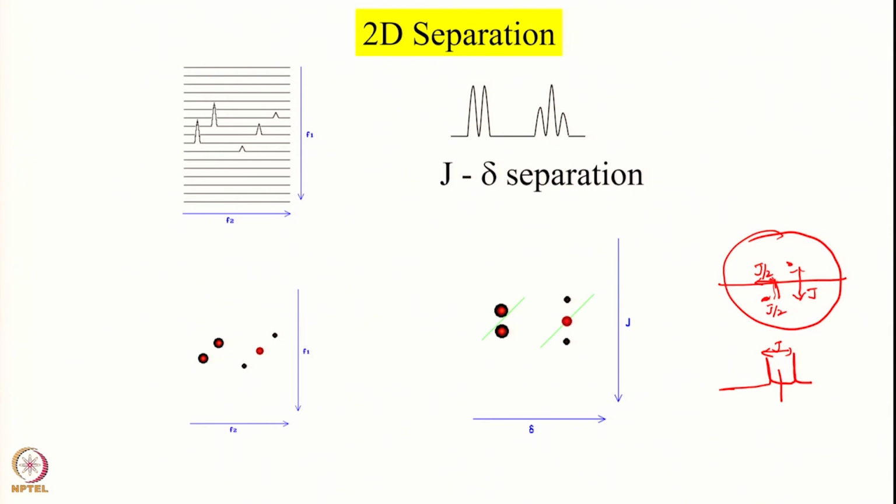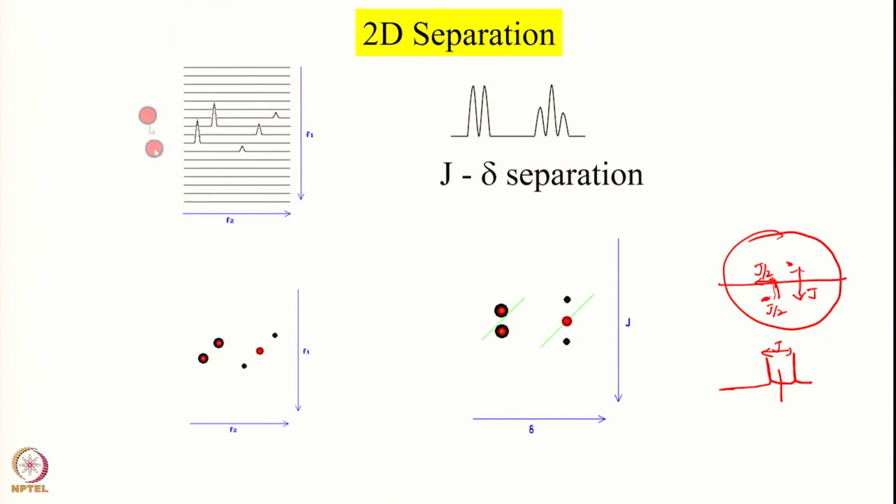When I consider the 2 dimensional spectrum, the peaks will appear at an angle of 45 degrees, because J by 2 and J by 2 makes an isosceles triangle, and an isosceles triangle means a 45 degree angle. Therefore, the doublet appears like this and the triplet will also appear like this, and in the triplet of course we will have one line at the center.